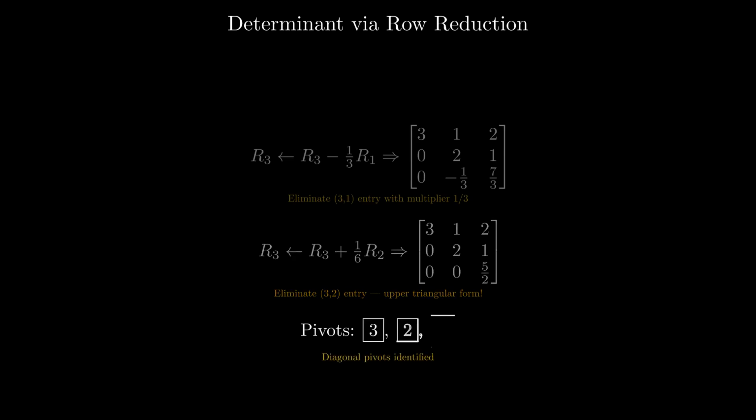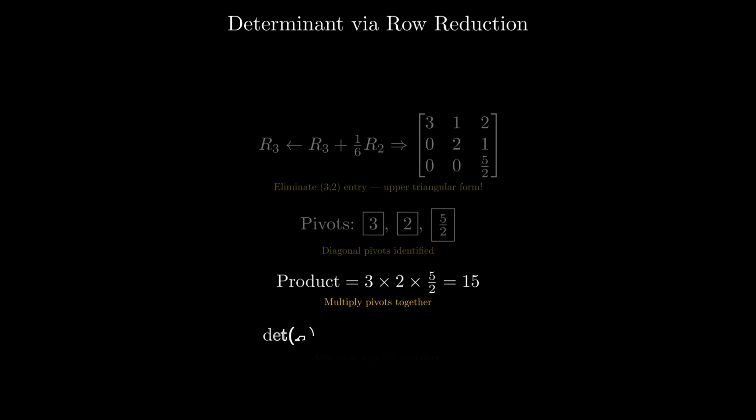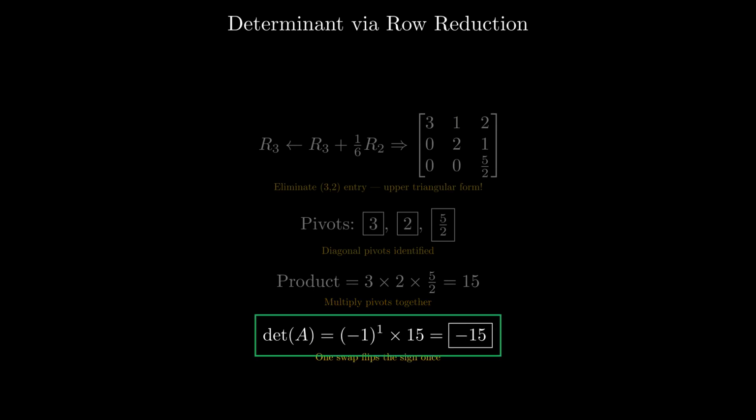The pivots along the diagonal are 3, 2, and 5/2. Their product is 3 times 2 times 5/2, which equals 15. Since we performed one row exchange, the sign flips once. The determinant equals -1 raised to the power 1 times 15, which gives us -15. This reveals a deep connection. The determinant of A equals 0 if and only if A is singular, meaning not invertible.